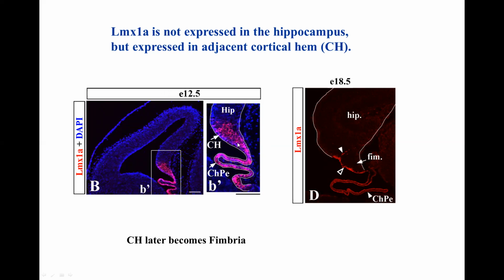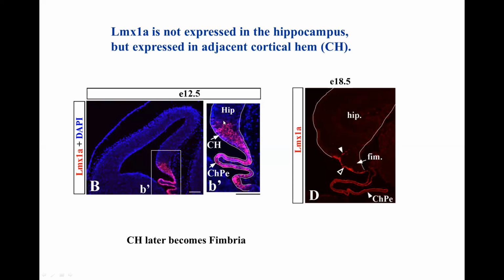Instead, Lmx1a expression was observed adjacent to the hippocampus, in particular in the cortical hem, and also in the choroid plexus epithelium here. And the cortical hem is interesting because it is a signaling center which non-autonomously regulates hippocampus development. Cortical hem produces secreted factors such as Wnt3a, which promote specification and development of the hippocampus. And as development proceeds, the cortical hem becomes fimbria.